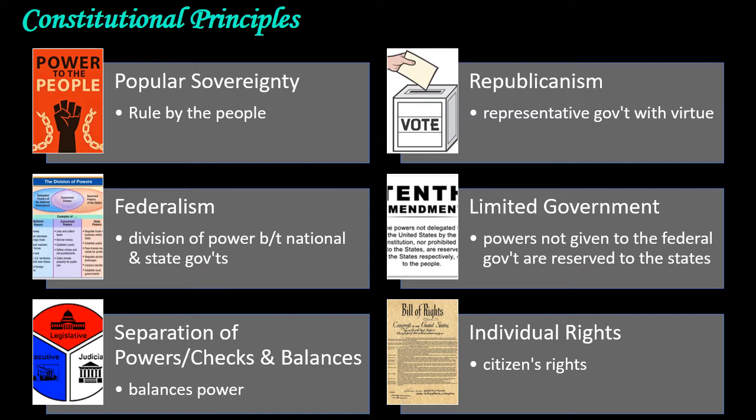The second one is federalism. This is a division of power between the state and national governments. The states can do some things, the national government can do other things, and there's some shared powers that you will learn about later on.